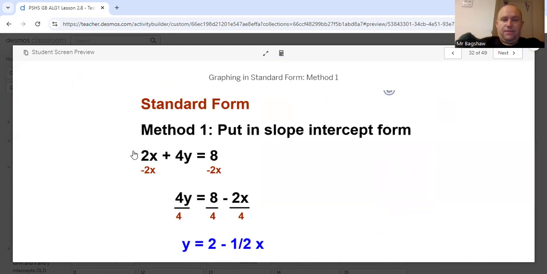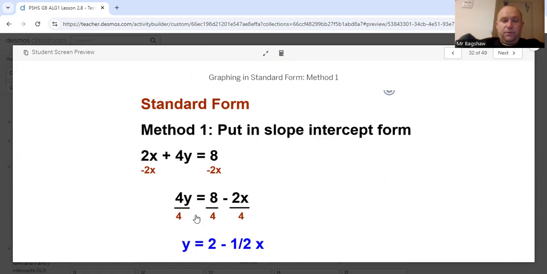You are also asked to graph things like this as well. Now, we can rearrange this. So take away 2x from both sides. Remember, you can't do 8 take away 2x. It's not 6x. It's not 6. They're not like terms. So 8 minus 2x is literally just 8 minus 2x.